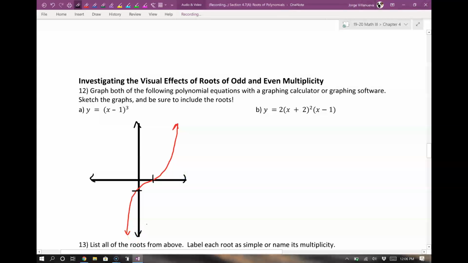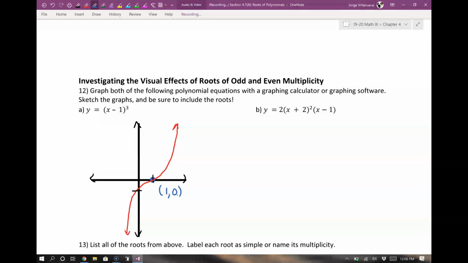It says graph both of the following polynomial equations with the graphing calculator or graphing software. Sketch the graphs and be sure to include the roots. So how many roots does this have? Remember, roots are where it crosses the x-axis. 1, right? It only has the point (1, 0). But that's only one root, right? Does it have multiplicity to it?